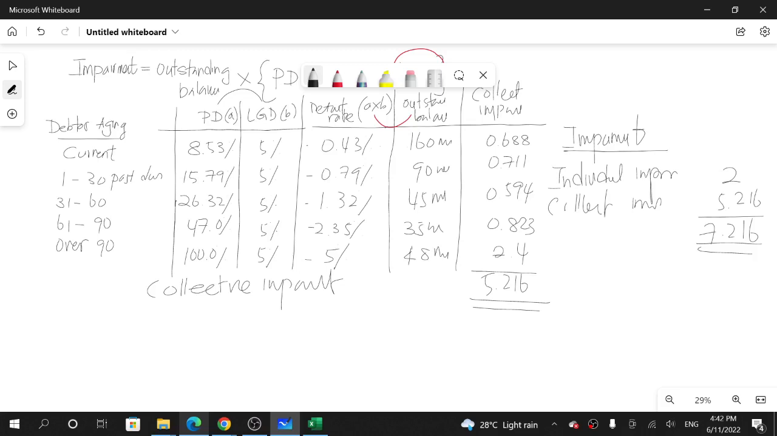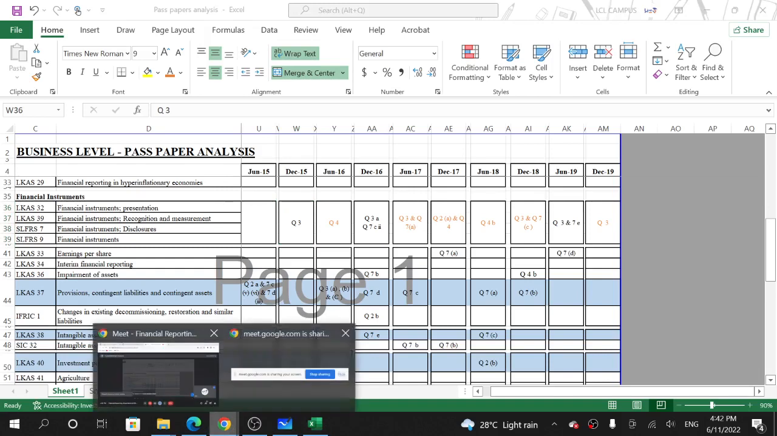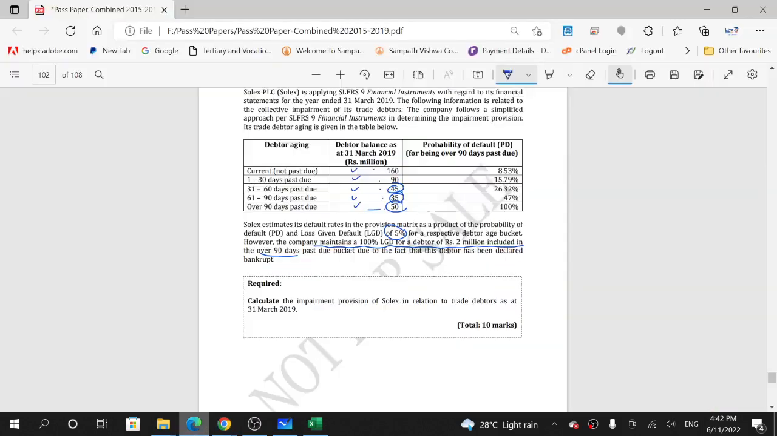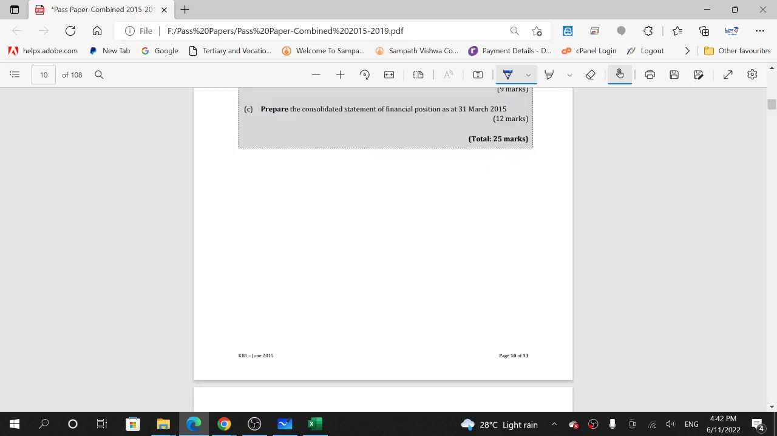Okay, so we did this one. We are not going to do this one now, but we have to do this question number 3 in the December 15 paper. Go and see December 15, question number 3.